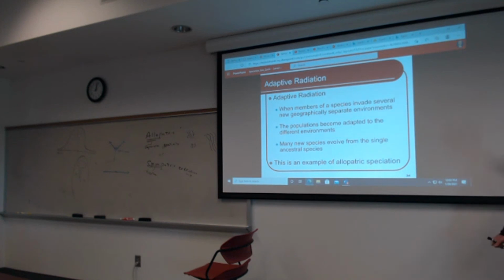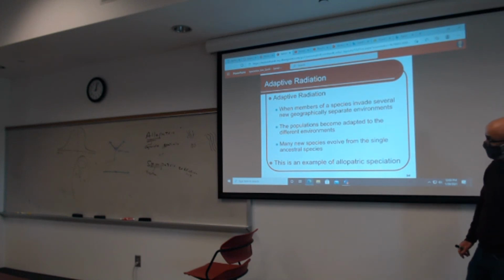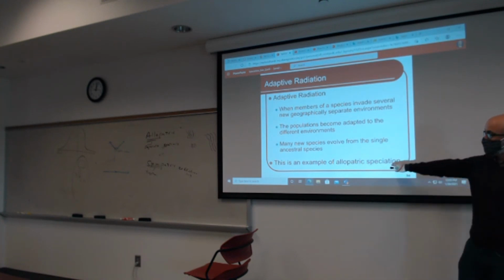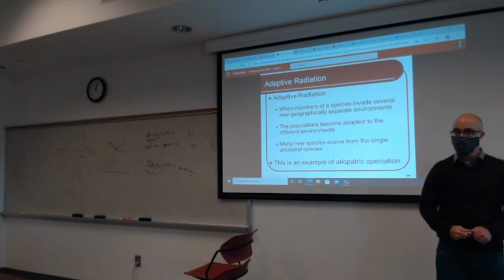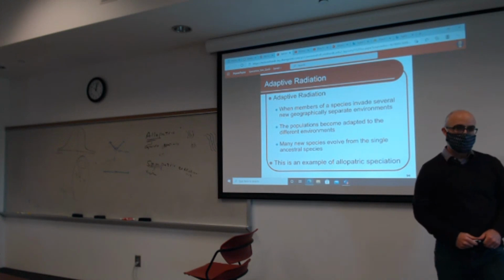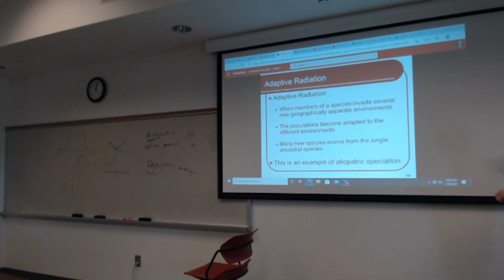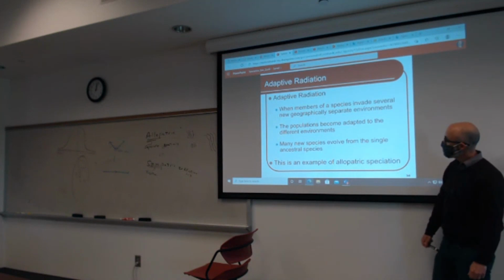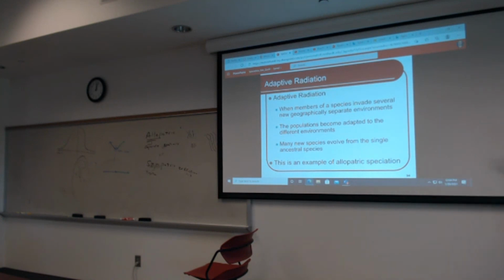You read about this thing called adaptive radiation, and it's not a separate idea, right? It's an example of allopatric speciation, but it's an issue of scale. This is allopatric speciation at a big scale, very fast speciation. Many new species evolving quickly, and so you end up with lots of species being produced by this process. Okay, so islands are good.